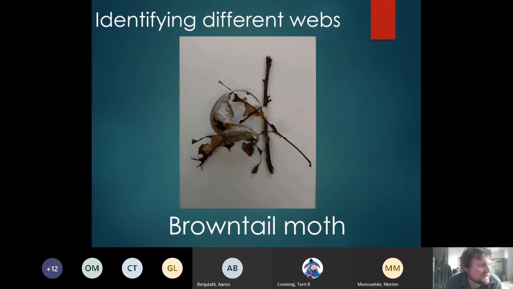Okay, and now to the main event. So browntail moth winter webs, generally they're going to be about the size of the palm of your hand. At most, they'll be the size of your hand if they have a lot of leaves and silk incorporated, but generally no bigger than the palm of your hand.